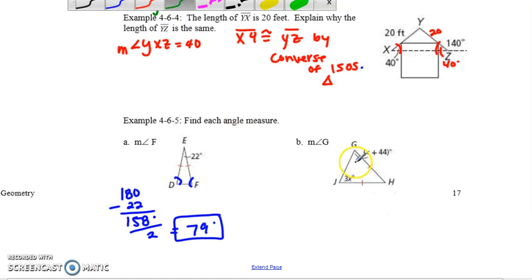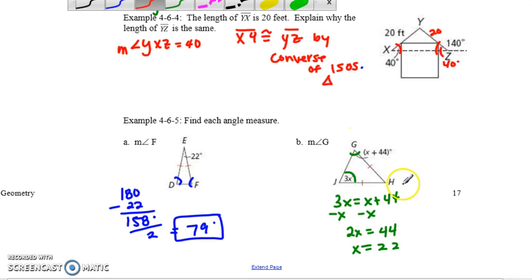All right, so this one over here, these are going to be congruent. If those two sides are congruent, then the base angles are too. And we can set those equal and solve. So that is going to give us 2x equals 44, which means x is equal to 22. So because we want to find the measure of angle G, we need to plug it back in. That's going to be 22 plus 44, which is 66 degrees.